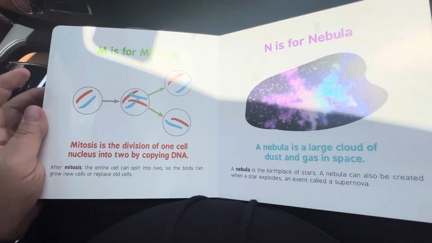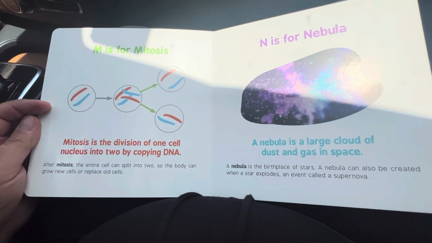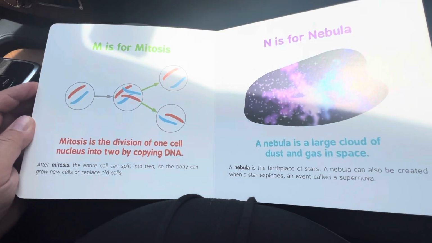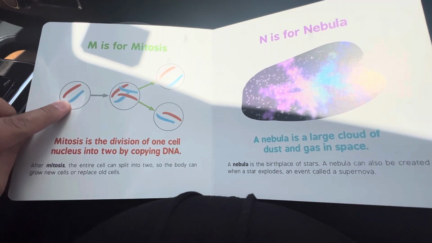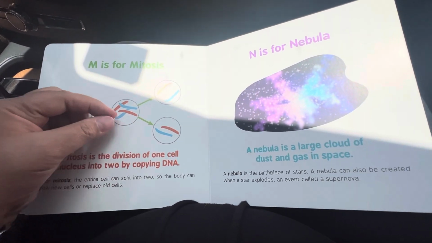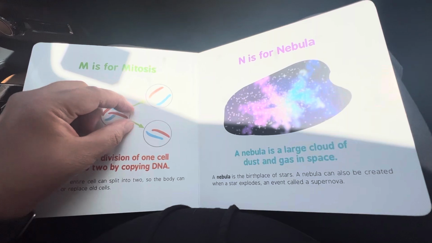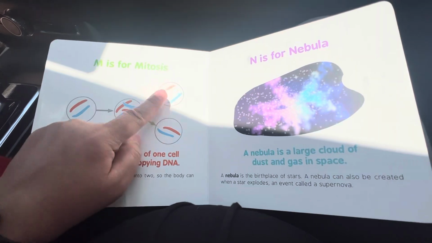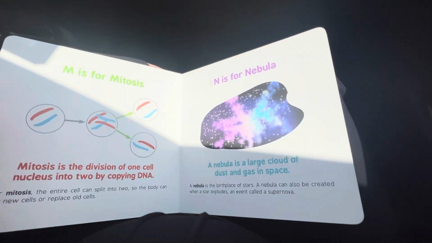M is for mitosis. There it goes. Mitosis is the division of one cell nucleus into two by copying DNA. After mitosis, the entire cell can split into two, so the body can grow new cells or replace old cells. So here it is. It starts as a cell, and then everything inside duplicates, see, 1, 2, 1, 2, and then those separate out, and they pair first so that they separate nice and tidy, and they line up with each other, and then two new cells form from the first one, and they look exactly like the mom cell, the two daughter cells, and the mother cell, and they look exactly the same unless there was some mutation.